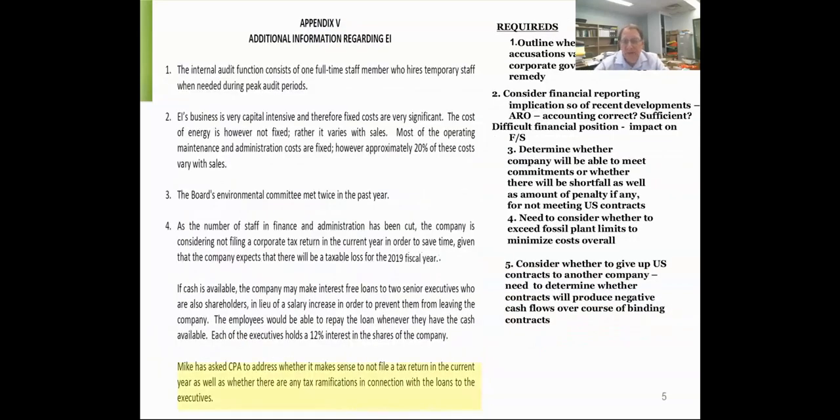Appendix 5, we got tax. Address whether it makes sense not to file a tax return, as well as, so there's 2 things here, as well as any tax ramifications with the loans to the executive. Okay, fine. So we have 2. I put down A and B.